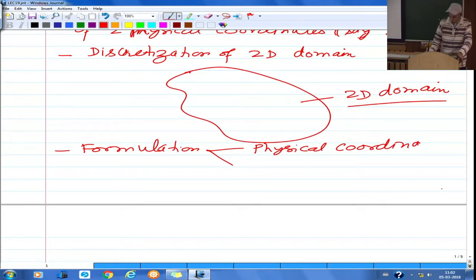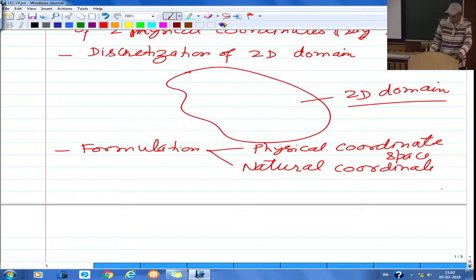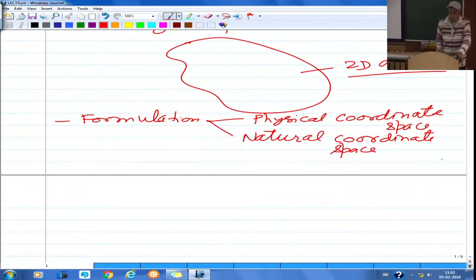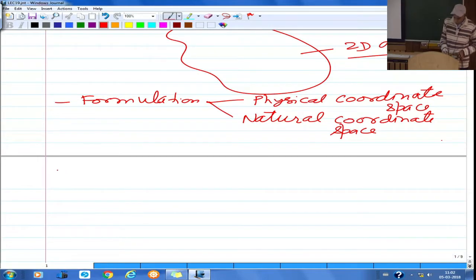When I say formulation, it is more of an interpolation of the dependent variables, in physical coordinate space or natural coordinate space. When we continue, I will define what the natural coordinate space is and how we do that. But for the time being, let us say we are looking at the formulation in the physical coordinate space.